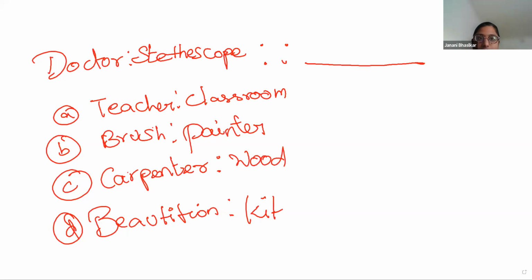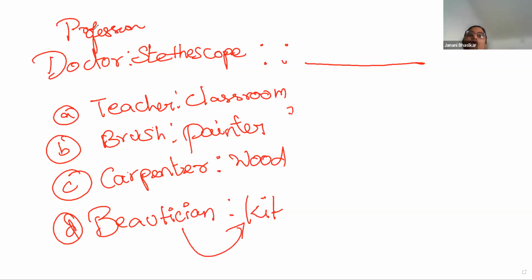Very good. The answer is beautician, kit. I'm sorry, I just went wrong with spelling. So that's beautician is to kit. Very good. Now teacher, see now stethoscope is a tool used by a doctor. So the first one is the professional and the tool used by the professional is the second word.